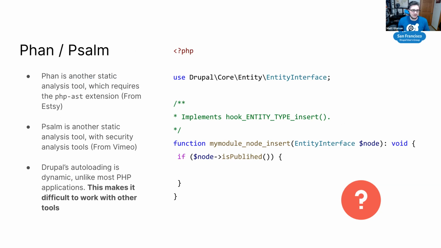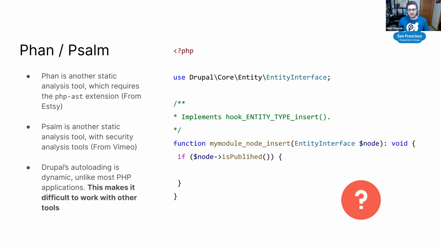We'll talk about Fan and Psalm. These are two other static analysis tools that exist in the PHP community. Fan was created out of Etsy, and I have a typo. I didn't realize I have a typo in Etsy's name, but it requires the PHP AST extension. AST stands for Abstract Syntax Tree.